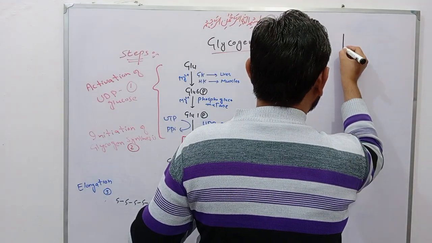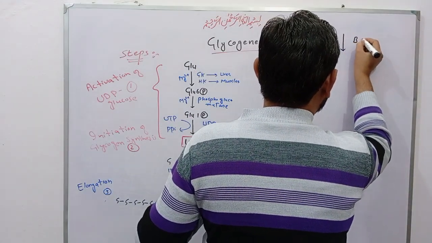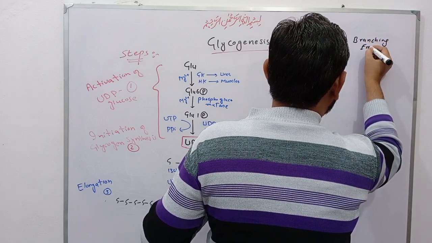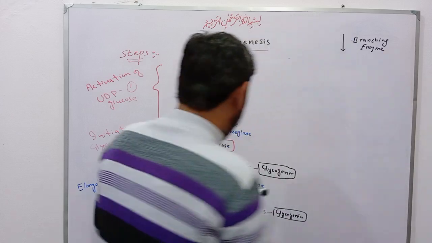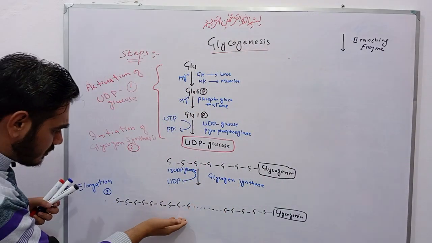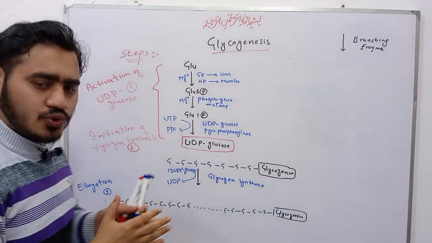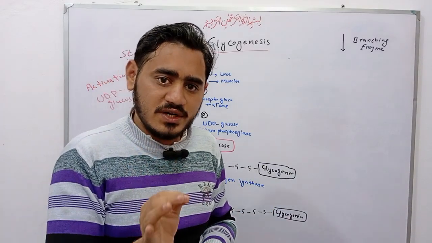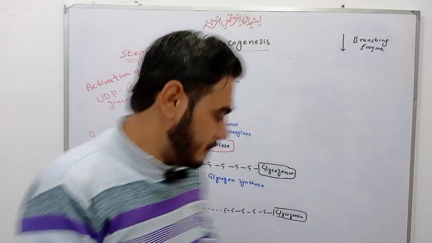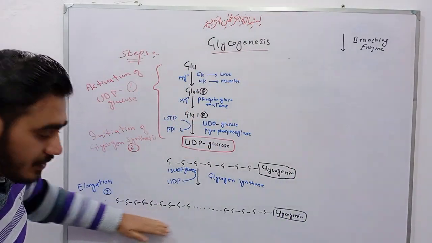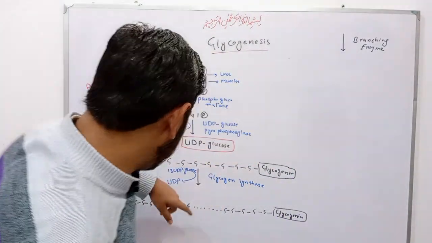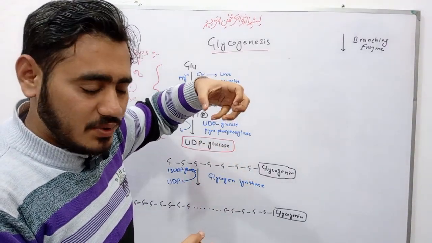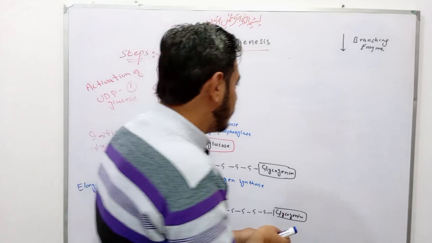In the next reaction, there is use of branching enzyme. When this glucose chain elongates up to 12 to 13 glucose residues, then approximately 6 to 8 glucose molecules get detached from here and get attached to here. In this way, branching formation takes place.